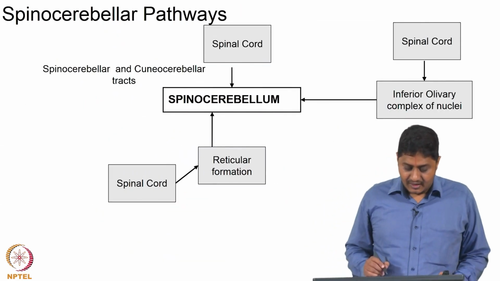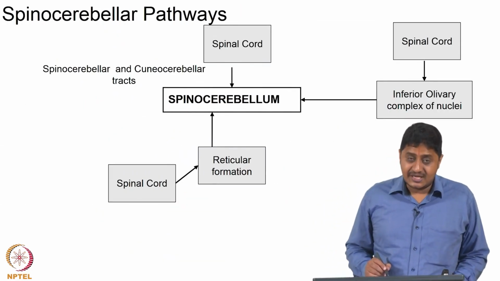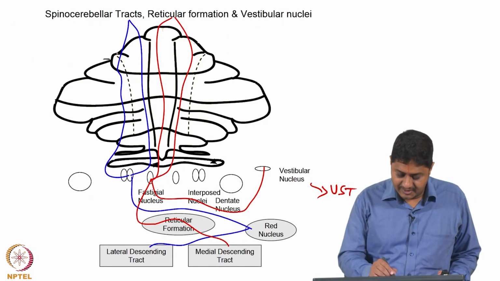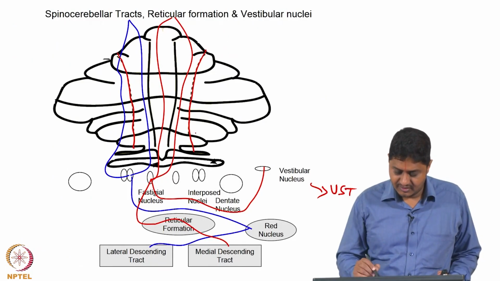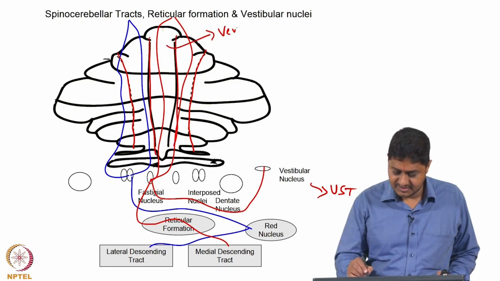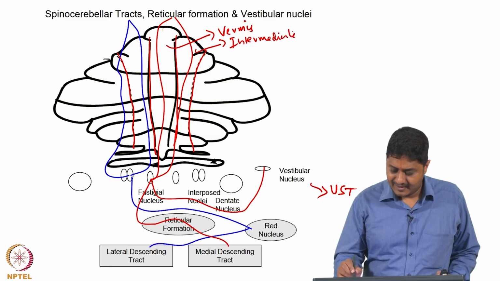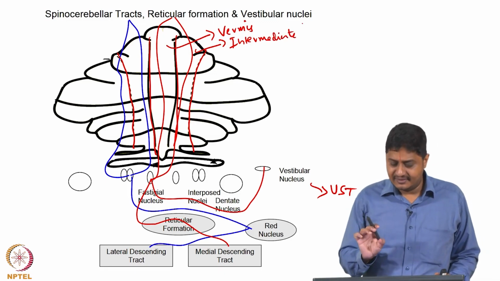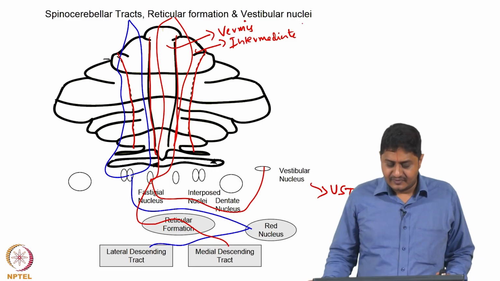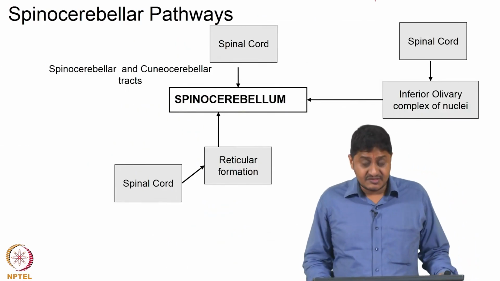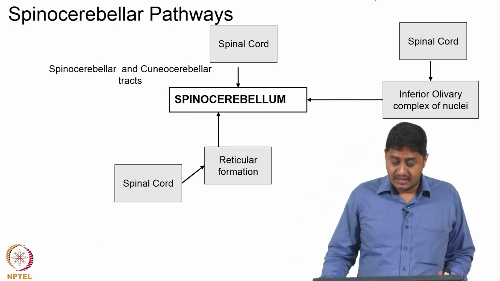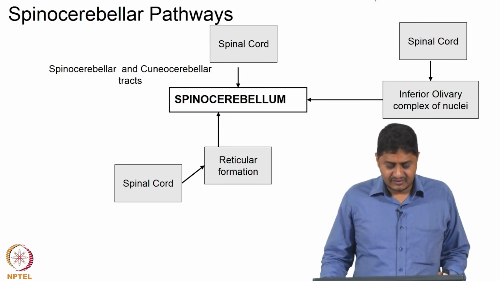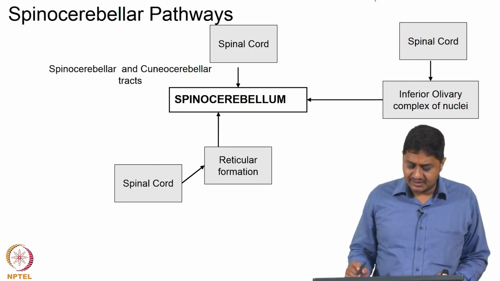Okay. There are multiple inputs that the spinocerebellum receives. What is the spinocerebellum? Spinocerebellum is this intermediate zone, this is the vermis, and this is the paravermal area or the intermediate zone, right. The most medial and the neighboring areas are called the spinocerebellum, is it not? It receives inputs from multiple sources, but all of them are coming from the spinal cord mainly. So, what are the pathways?